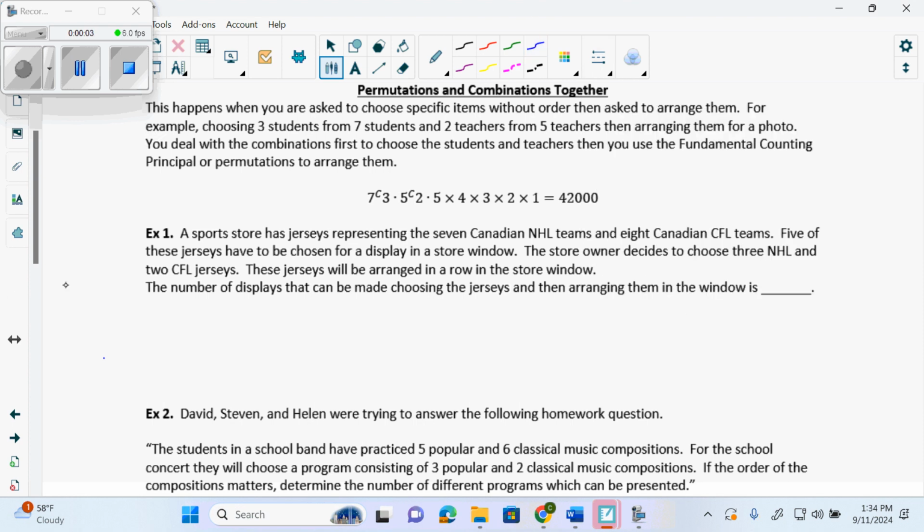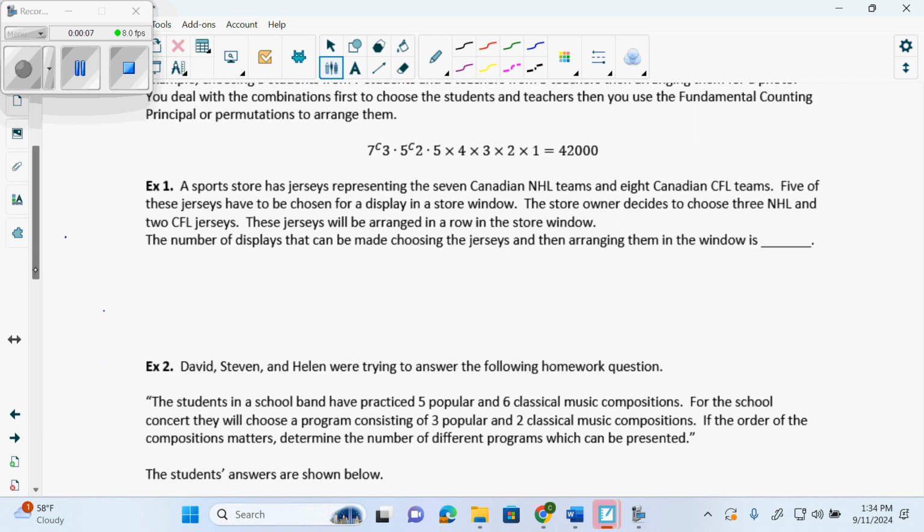So here we have a sports store that has jerseys representing the 7 Canadian NHL teams and the 8 Canadian CFL teams. And then we need to pick 5 of the jerseys to display in a window.